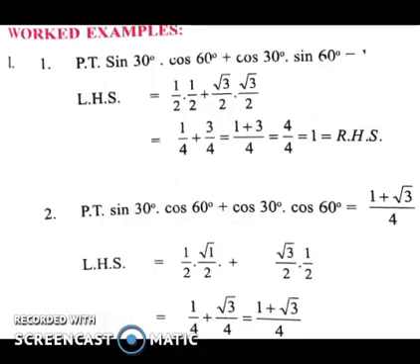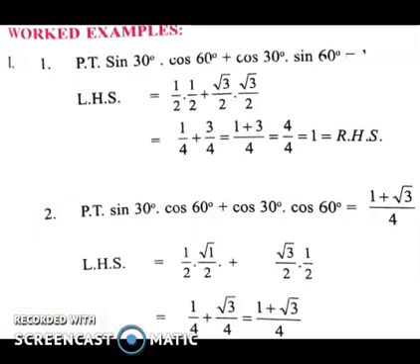Now, let us start with the worked example. Prove that sin of 30 degree into cos of 60 degree plus cos of 30 degree into sin of 60 degree is equal to 1. Now take LHS. From the previous table, you substitute, observe the values of these standard angles, substitute their values, simplify, you get the required answer.